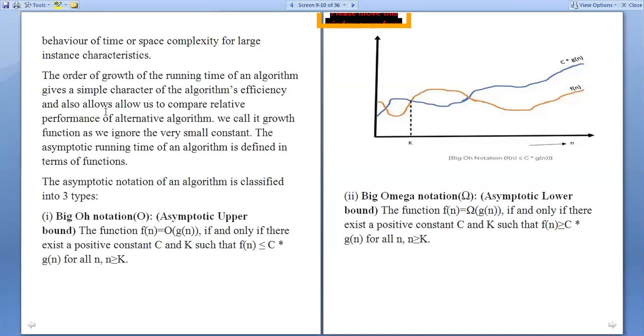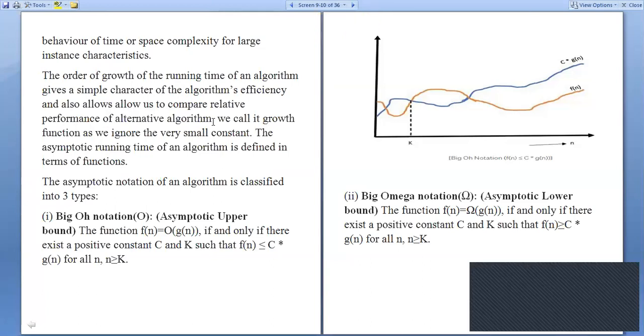and also allows us to compare relative performance of alternative algorithms. What is the relative performance? Suppose there are several algorithms. Suppose you want to find the multiplication of two matrices. There may be several algorithms. Out of these algorithms, which algorithm is the best one? Which algorithm is efficient? Its performance is good. You want to know.